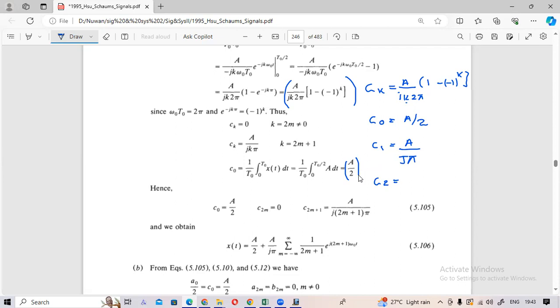Same way, you can calculate the C2 value if you need it. Okay. So what you have to do? Instead of this k, you can apply 2 here. And here also you can apply 2. Right? Then that value will be j4π, 1 minus minus 1 to the power 2. So this will be minus 1 squared, so it will be plus 1. Minus 1 multiplied by minus 1.